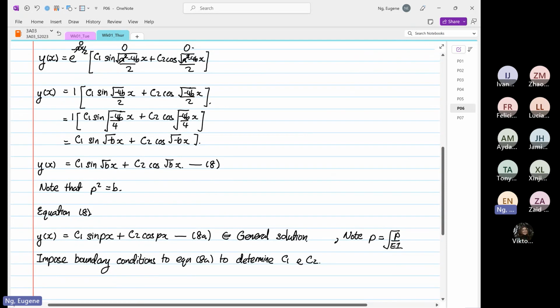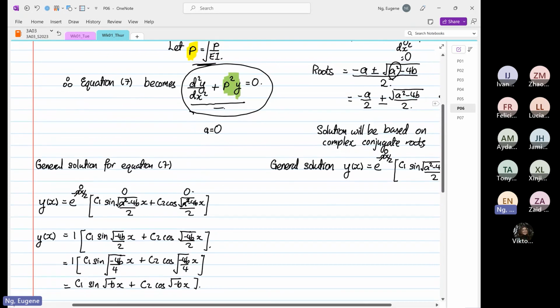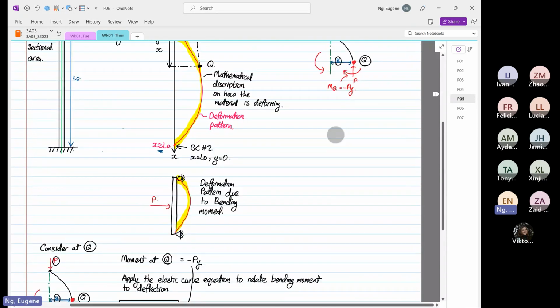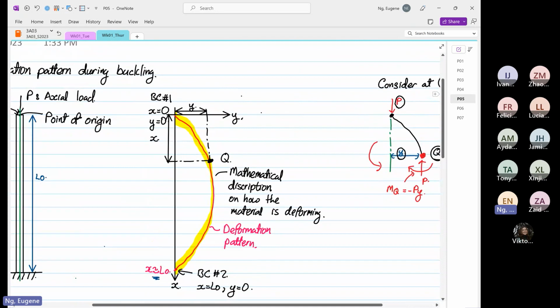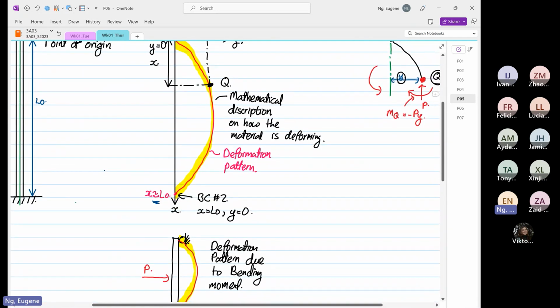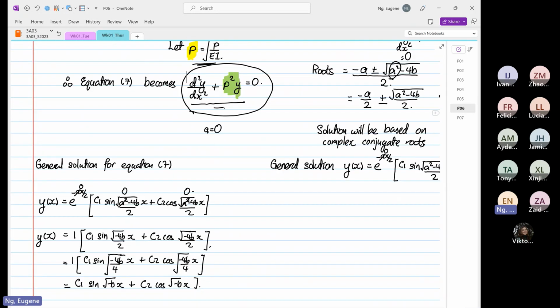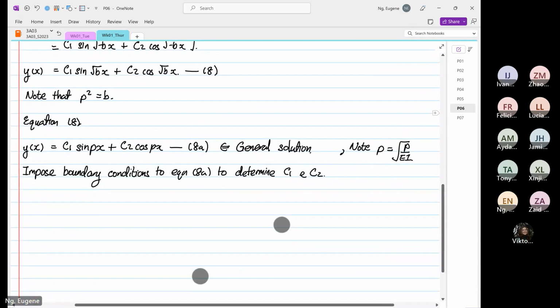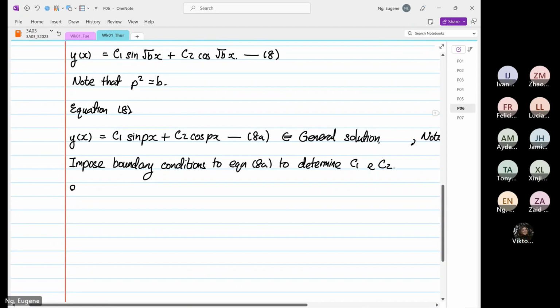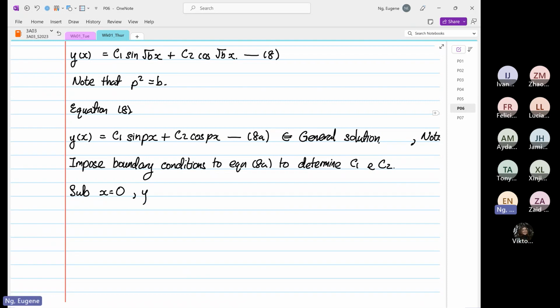Earlier we specified some boundary conditions. Remember when we drew the deformation, we wrote down boundary condition number 1: when x is equal to 0, y is equal to 0. Then boundary condition 2: when x is equal to L, y is equal to 0. So let's put in boundary condition number 1. We substitute x is equal to 0, and the deflection y is equal to 0, into equation 8a.